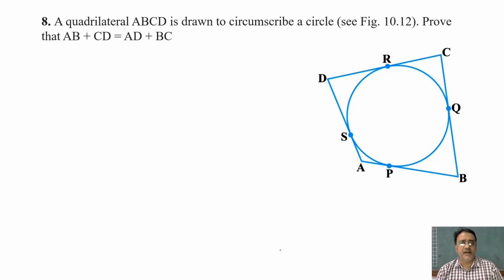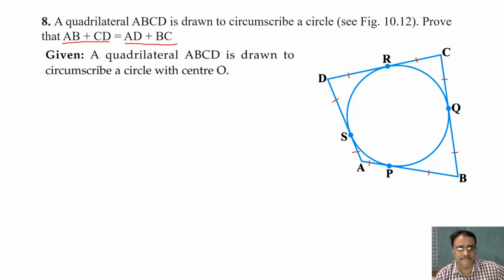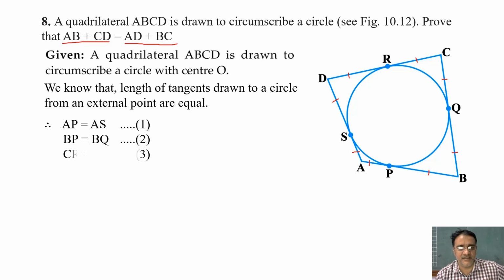Question number 8. A quadrilateral ABCD is drawn to circumscribe a circle. Prove that AB plus CD is equals to AD plus BC. Right. So first what we will do, we will use theorem number 10.2. Theorem number 10.2 says the length of the tangents drawn from an external point to a circle are equal. So AP is equals to AS, BP is equals to BQ, CQ is equals to CR, and DR is equals to DS. That statement we will write. First, second, third, fourth. Any doubt here?